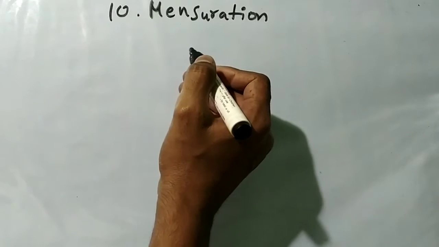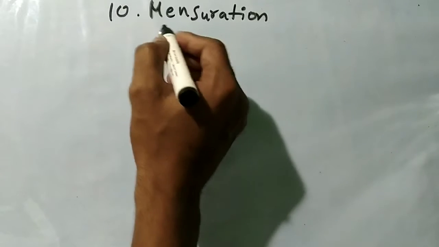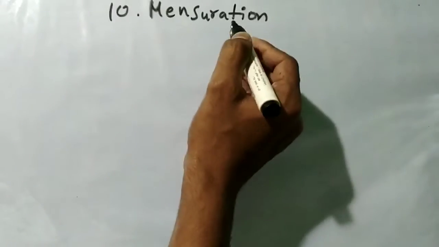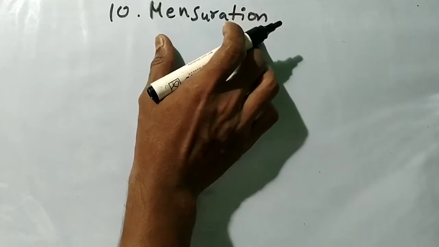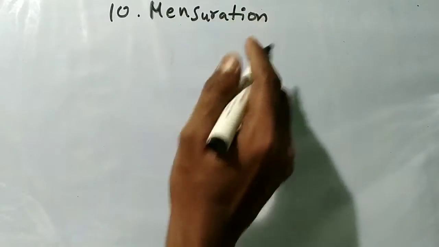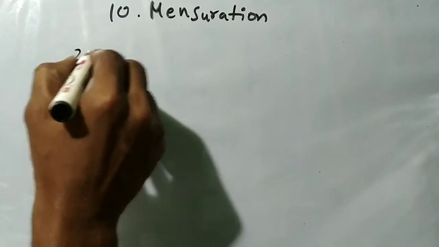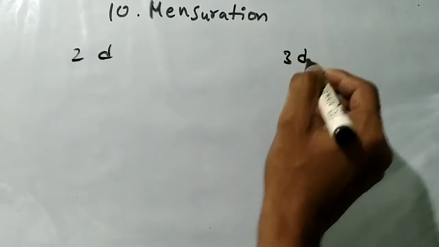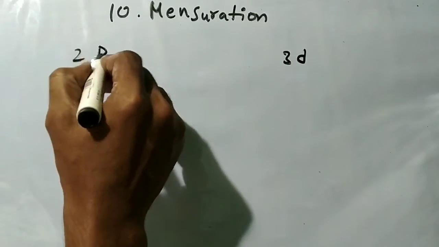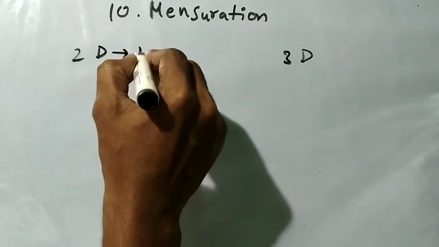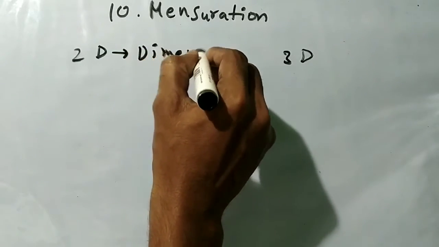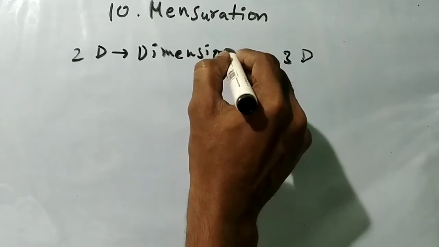So mensuration is the 10th chapter from the 10th class. The word mensuration is nothing but measurement, especially of geometric figures. Geometric figures are nothing but 2D and 3D diagrams. Here the D stands for dimensions, that is, dimensions are nothing but measurements. Let's take an example here.